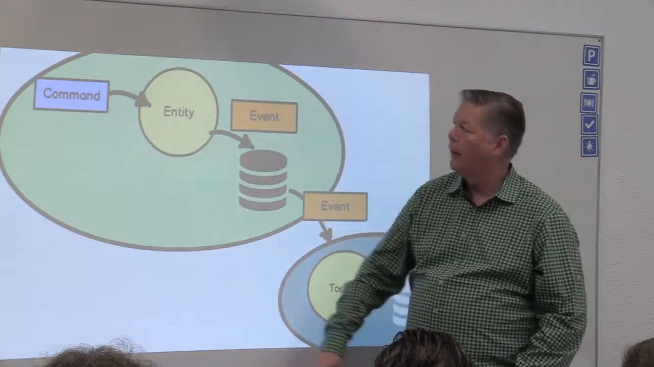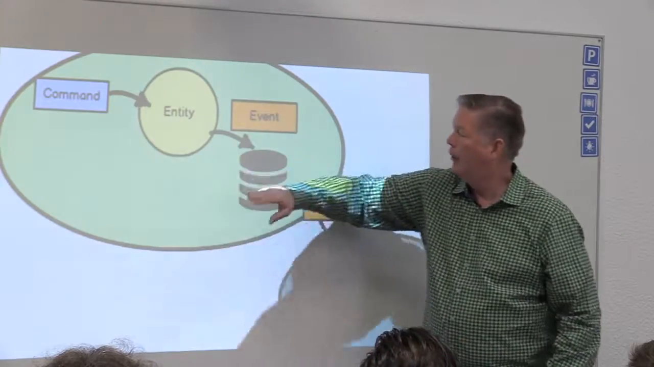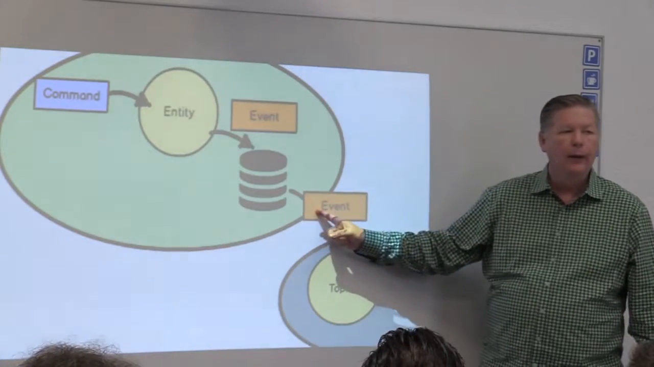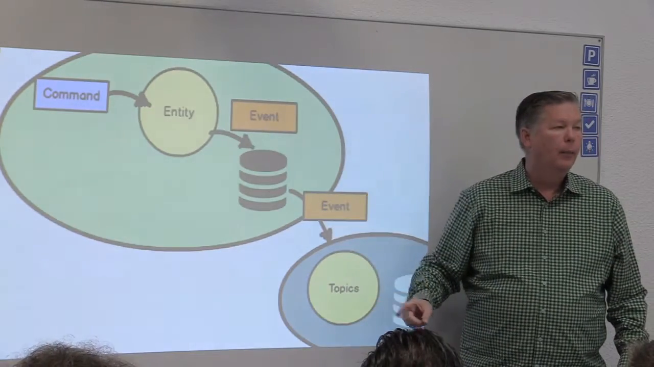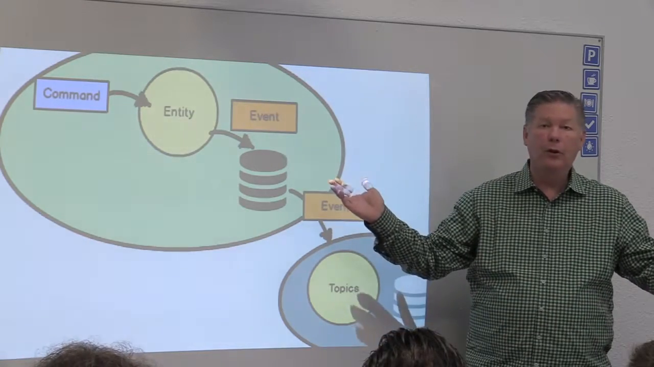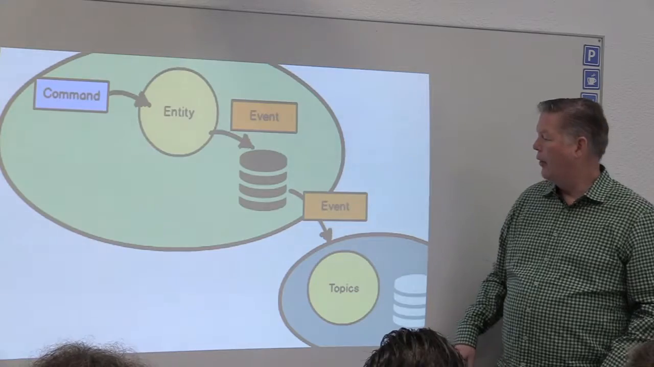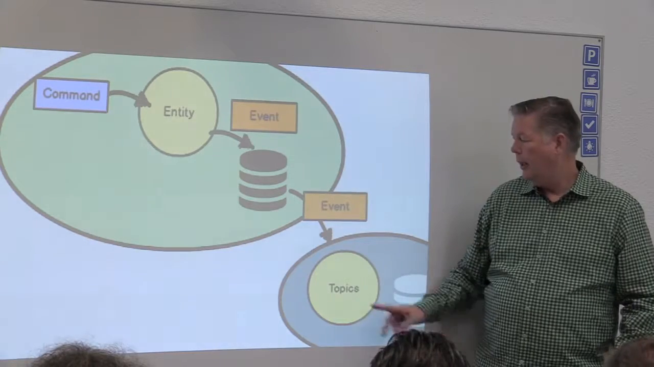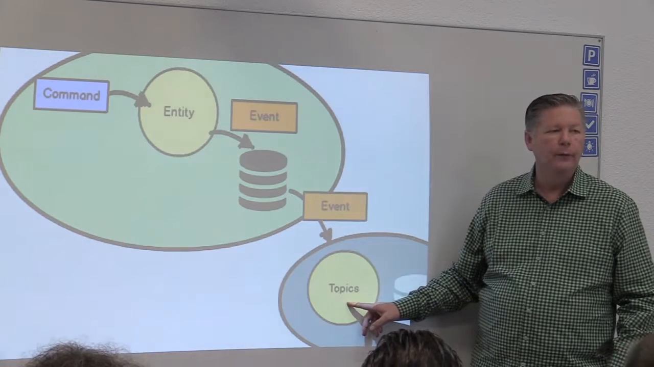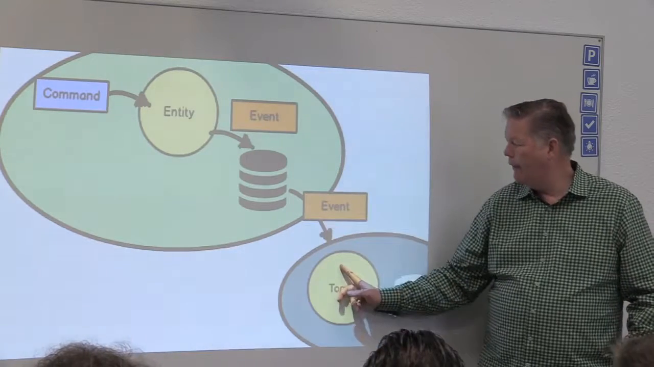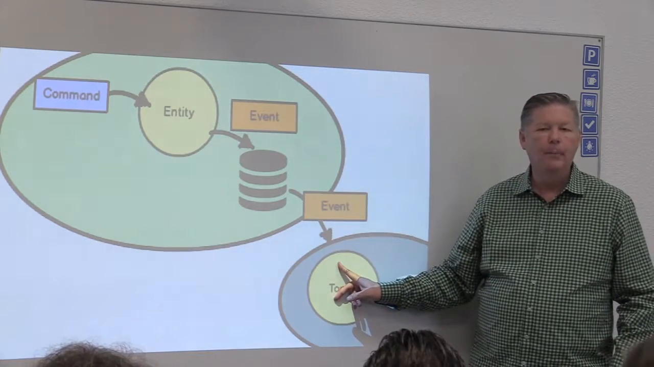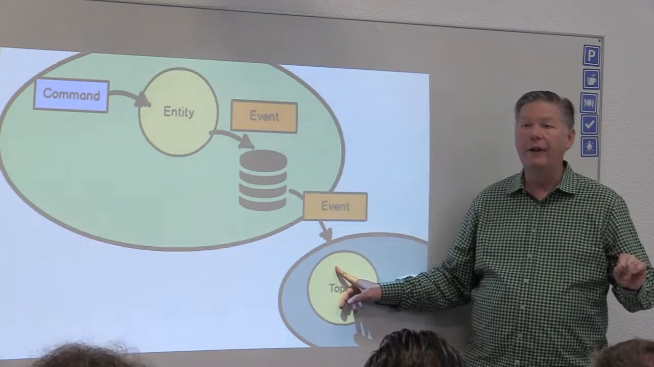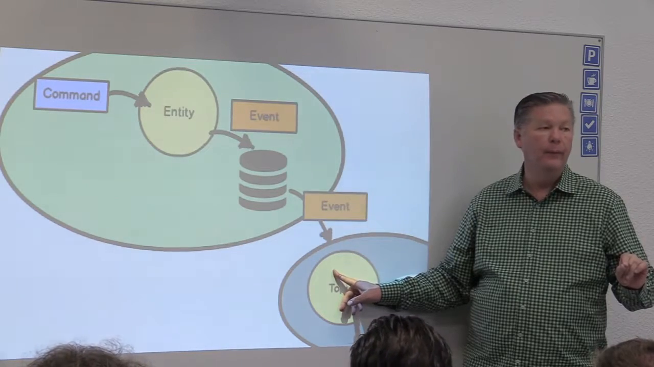Okay, so now we have a command coming to an entity, and an event is emitted, stored, and then that event can be broadcast to a number of interested parties. So another component in our microservices architecture is a topic feeder. So we're going to feed our events to some kind of message bus, and I don't mean enterprise service bus. I'm just talking about something like Kafka or RabbitMQ or whatever.